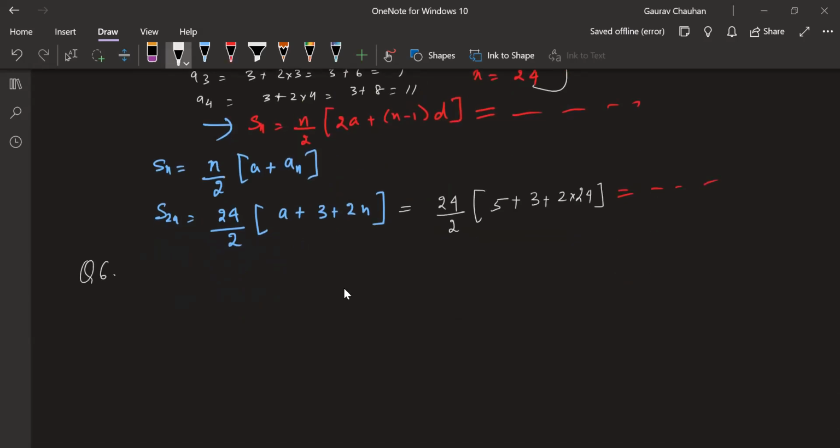Question 6 of the exercise, which is about the first and the last terms of an AP. The first term is given, which is 17. The last term is given, which is 350. The common difference is given, it is 9. How many terms are there? They're asking. And what is their sum, they're asking.